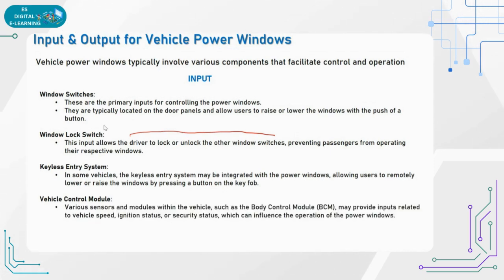And the vehicle control module, so like we have other inputs from the body control module, like ignition, vehicle speed or security features. That is how we are able to operate it.